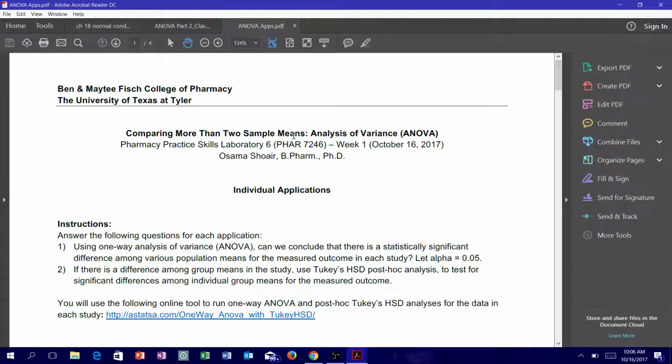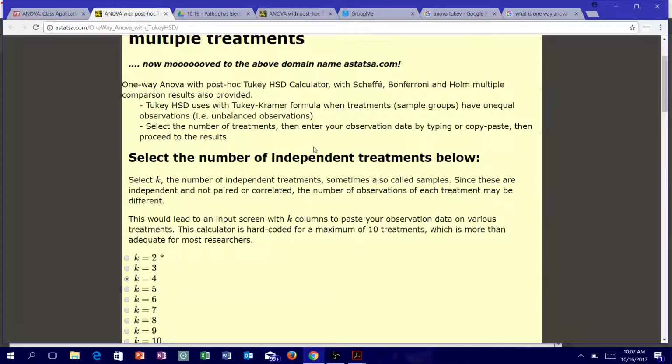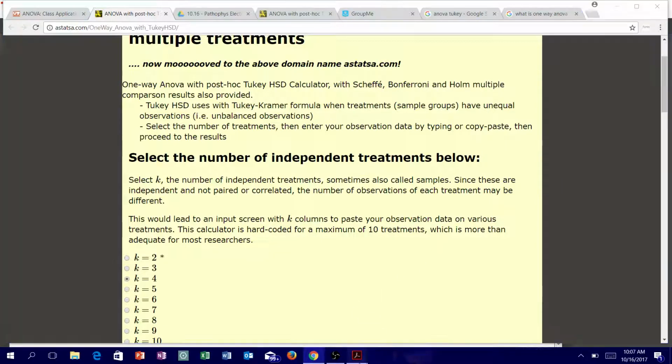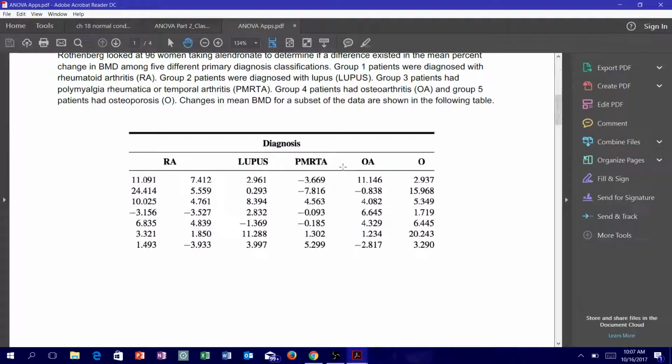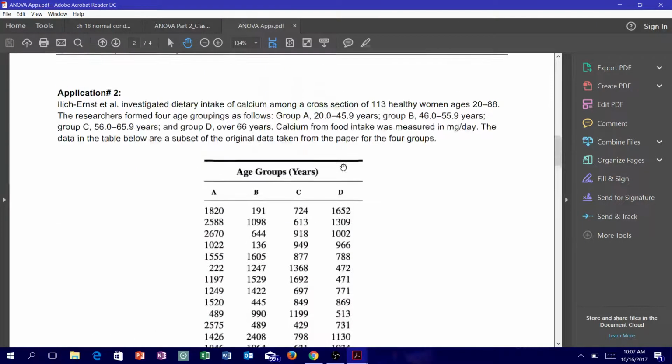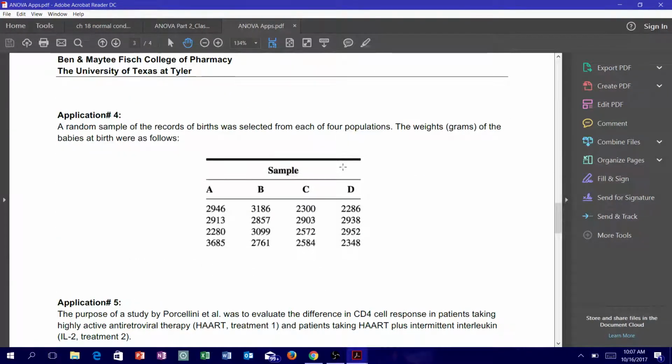Do you see actually three groups here? Do you see three groups? We just actually have two groups. Is that actually an example of an ANOVA? Are there three groups? Let's read the example here. The purpose of the study was to evaluate the difference in CD4 cell response in patients taking highly active therapy, treatment 1, and patients taking this therapy, treatment 2. But there is no treatment 3 or anything. Can we use ANOVA here? Still use ANOVA? Yeah. Actually, yes, we can.